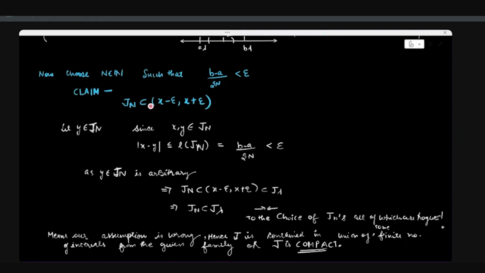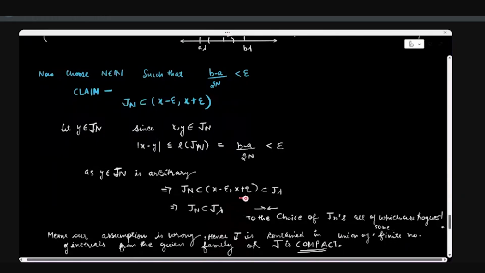So my claim is that J_n is contained in this open interval. Now let y be any arbitrary element in J_n. Since x also belongs to J_n because x is in the intersection of all the J_n's, x and y belong to J_n. So the distance between x and y is less than the length of J_n, which is (b minus a) upon 2^n. But this I have taken less than epsilon. This means that J_n is contained in the interval (x minus epsilon, x plus epsilon).